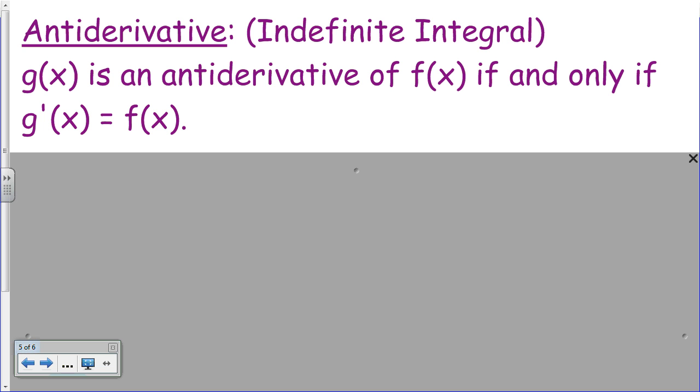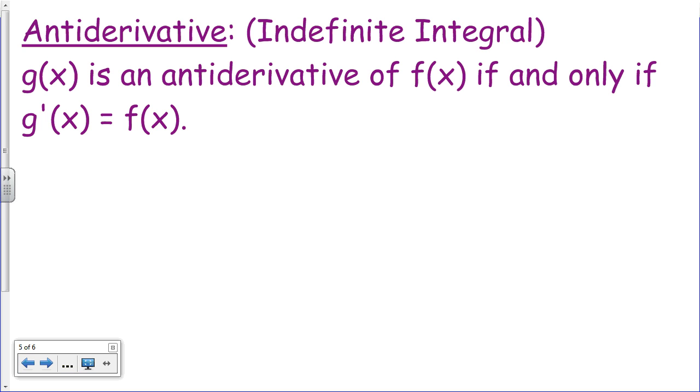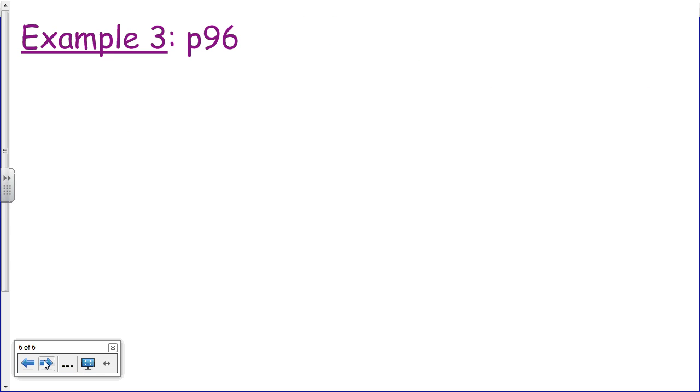So g prime is equal to function f. In other words, if I'm given the derivative and I want to go backwards to find out what the function must have been to start with, that's an antiderivative that I'm finding. And that's what the next example is going to ask us to do. Let's take a look at the last example here, example 3.